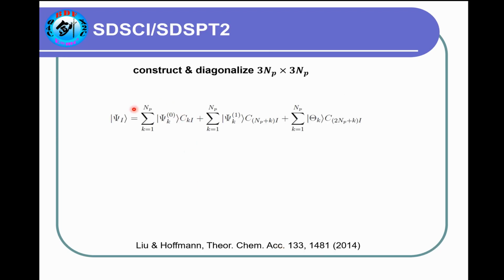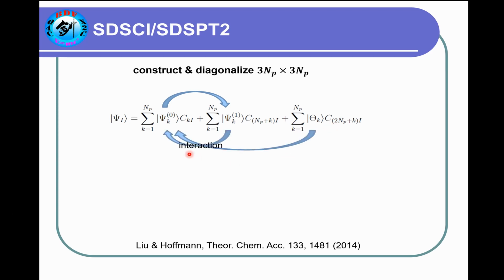Okay. So let's start with the zeroth order functions from CASSCF calculations. For each zeroth order function, we create a first order function for dynamic correlation. So obviously that's first static, then dynamic. To account for the changes of the reference function in the presence of dynamic correlation, we introduce what we call secondary functions.